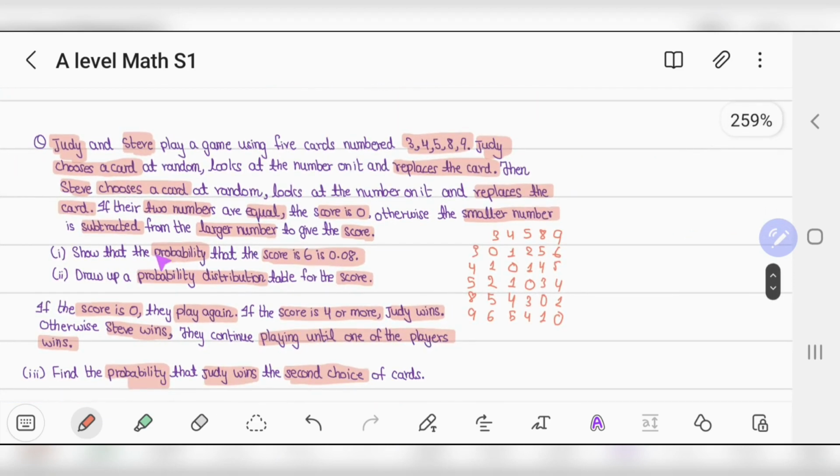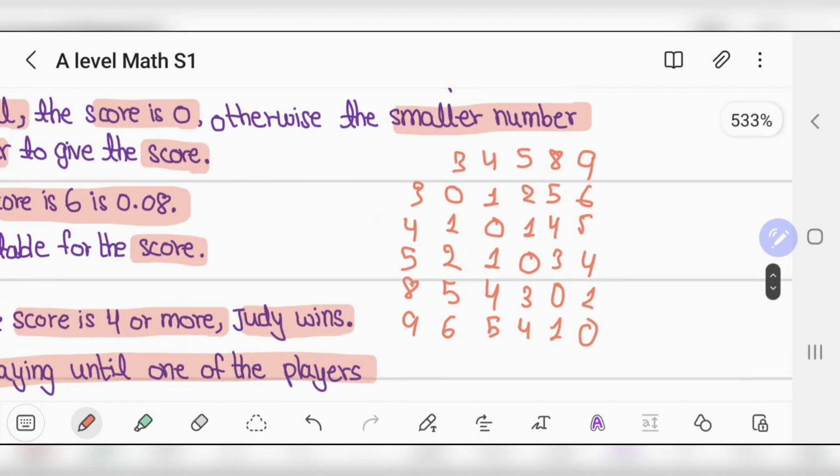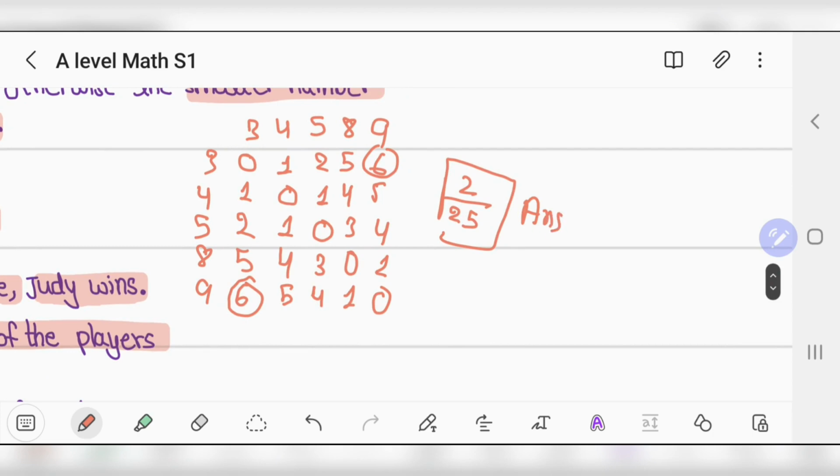Show that the probability that the score is 6 is 0.08. So we got 1 and 2, so it's 2 upon 5 multiplied by 5, which is 25. So 2 upon 25 must be the probability. This is the answer for part 1.